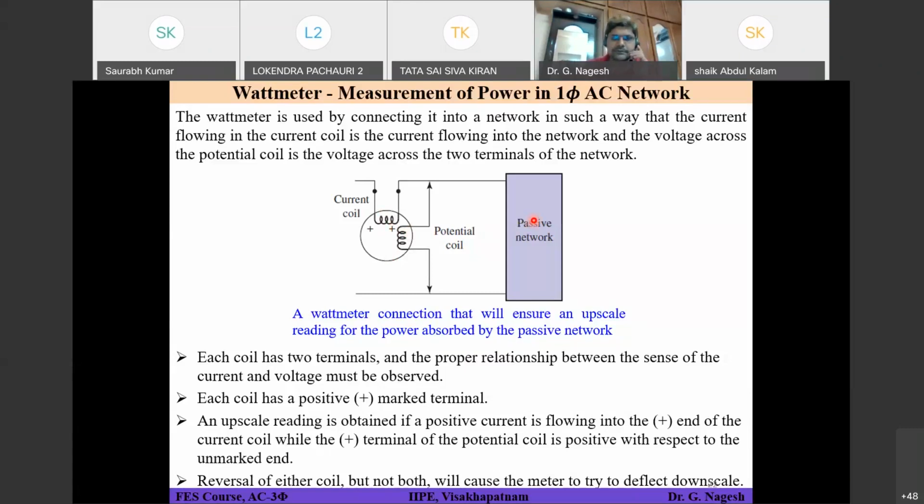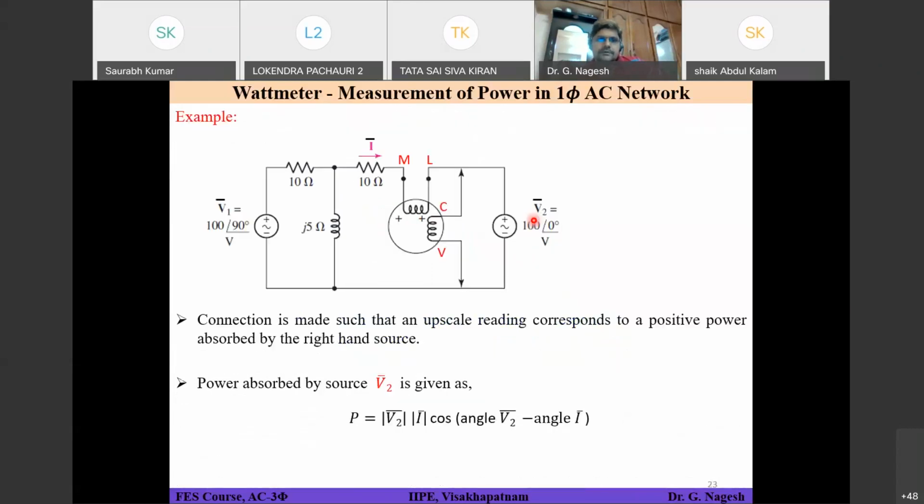Is it clear? So can we go ahead? Okay then. So this is how you have to connect. For your better understanding, I have given you some circuit and I have given you the wattmeter connections also, right? So let's say you are able to hear me, right?